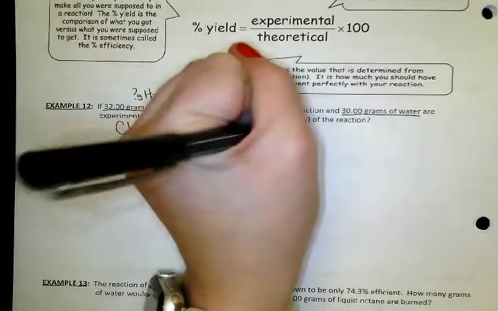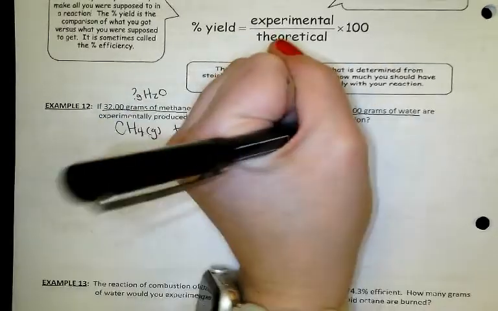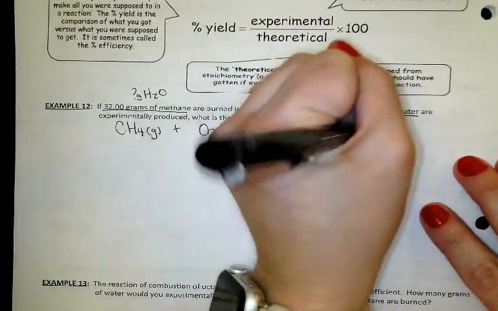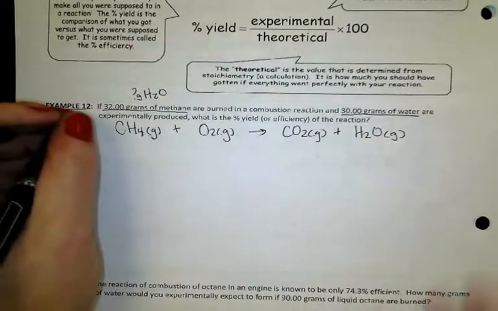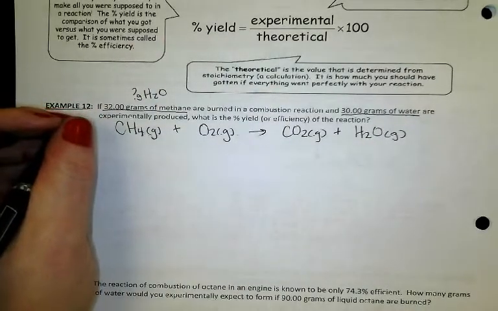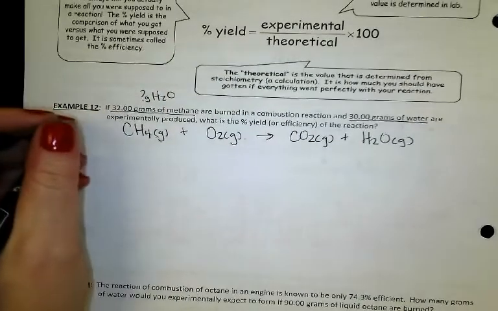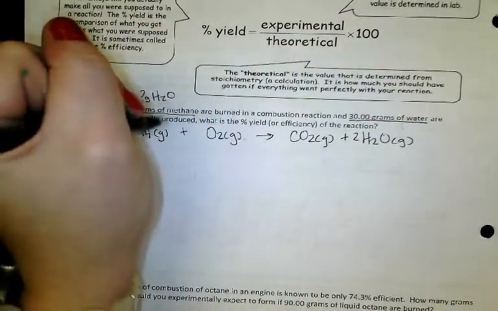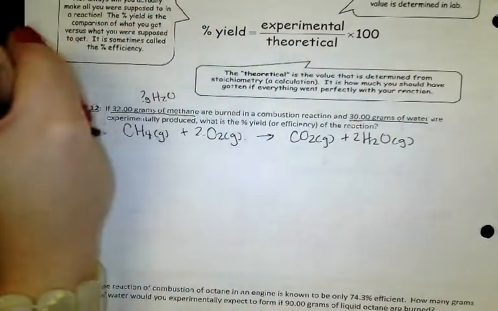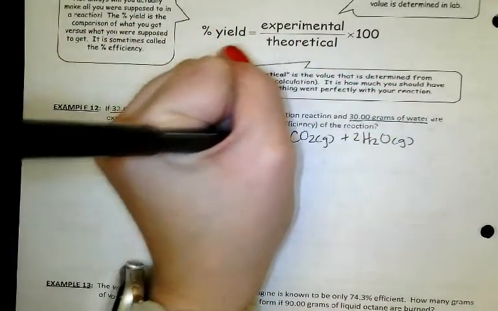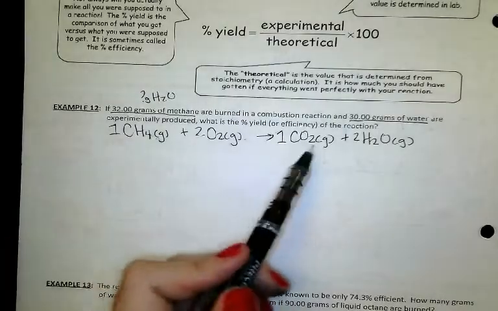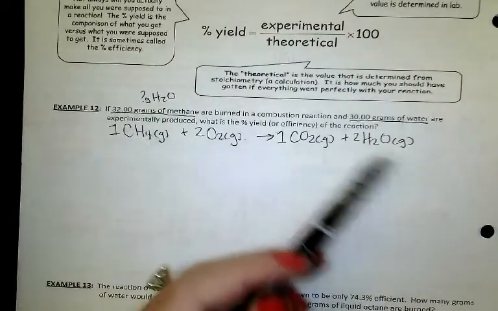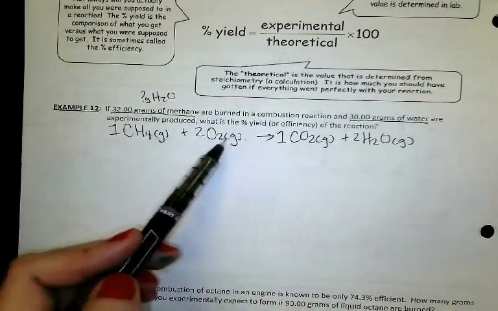Okay? So when we balance this, we're going to have a 2 here. So that is 2 plus 2 is 4. We're going to have a 2 here. So 1, 2, 1, 2. Double check. 1 carbon, 1 carbon. 4 hydrogens, 4 hydrogens, 4 oxygens. 2 plus 2 is 4. Okay. So now we are going to calculate.